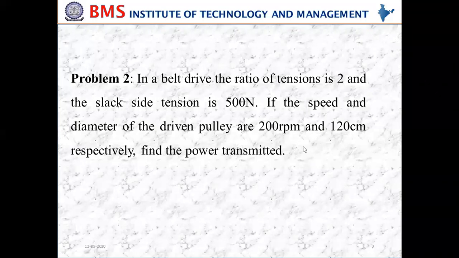V is equal to pi dn by 60, where D is the diameter of the driven pulley and n is the speed of the driven pulley. From that equation, I can find the velocity of the belt in meters per second. So the diameter has to be converted into meters. T1 by T2 ratio is given and I know T2. From T1 by T2 is equal to 2, T1 is equal to 2 times T2. So T1 is obtained as 1000.